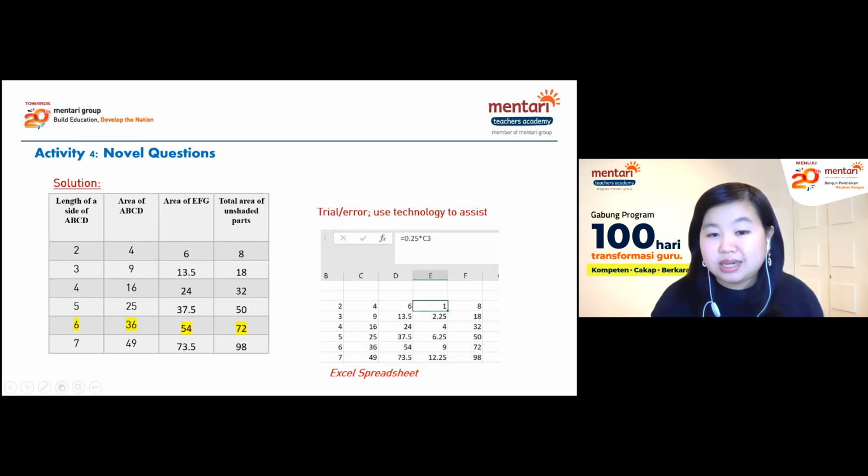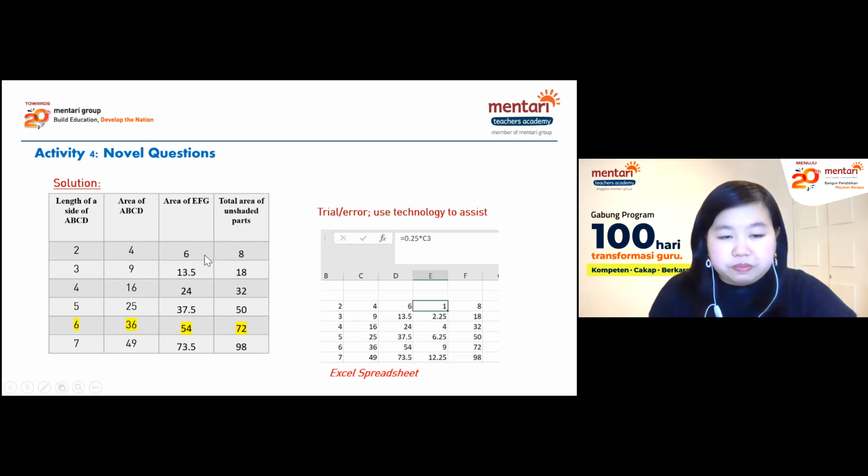And that's why I'm using technology, because I'm putting in formulas. And this is for grade 6, right? So in this process, I've tried a couple of examples with different values of the length of a side of ABCD. And finally, once I get to 6, I am finding the desirable amount.